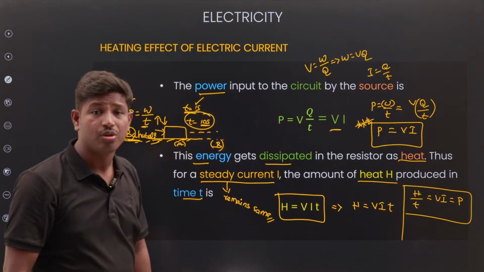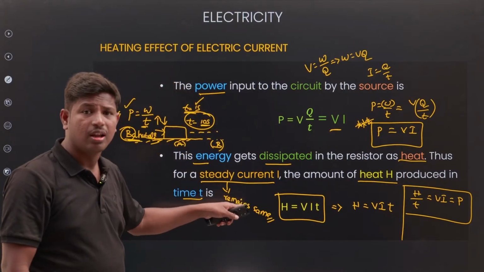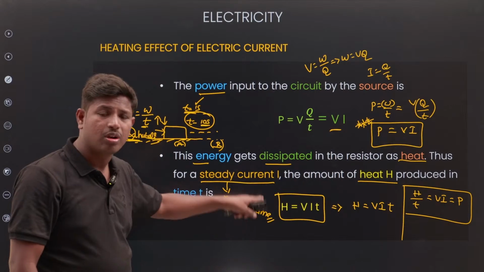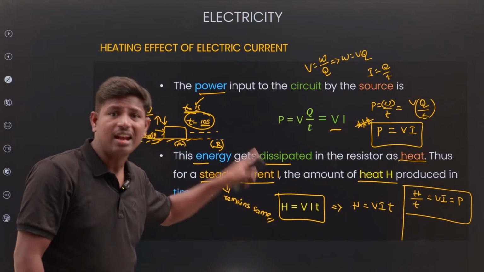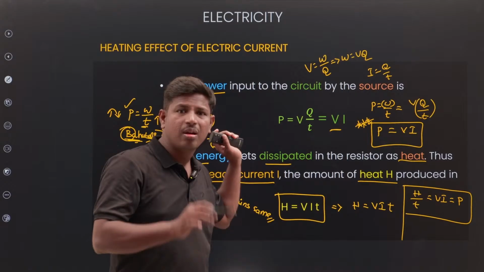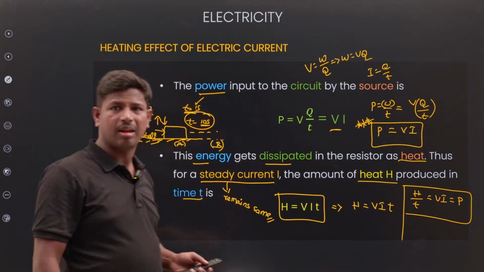The amount of heat produced in a given component, how can we calculate? Potential, current, and time. Okay, product of potential, current, and time.